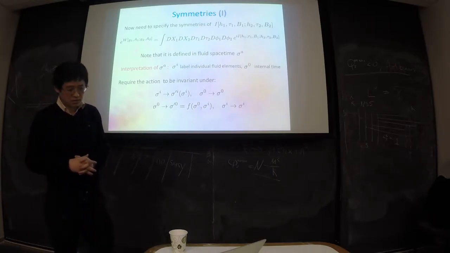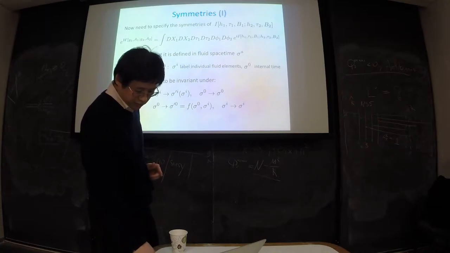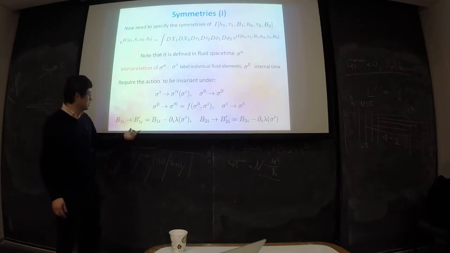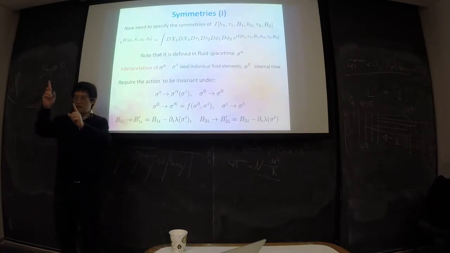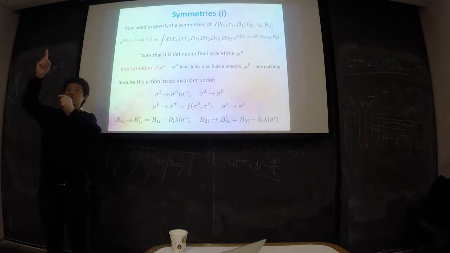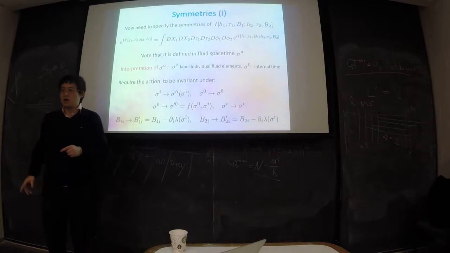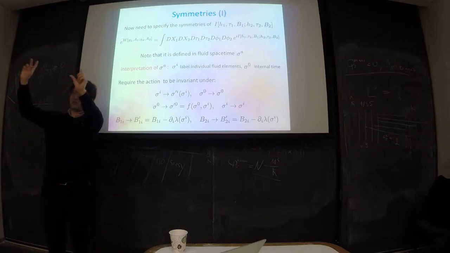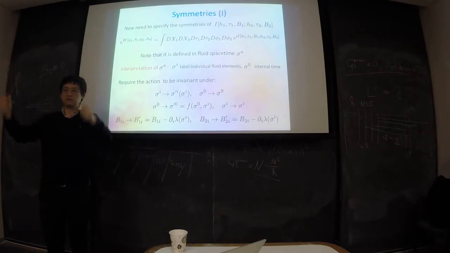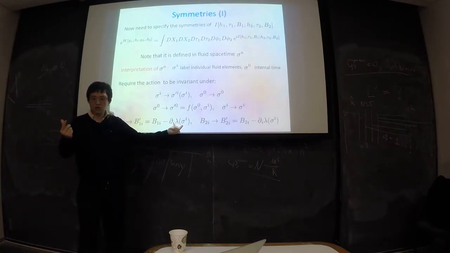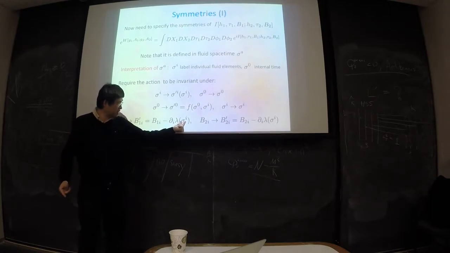Okay, good. And then, if you have a charged fluid, then I will need to impose additional symmetry. If you look at each fluid element, each fluid element has a global symmetry, and each fluid element should be able to do a phase rotation by itself. But different fluid elements, their phase, there's no need for them to be correlated. So I allow such a gauge transformation, which does not depend on time, because it's a global transformation, so it cannot depend on time, but it can depend on the fluid coordinates.